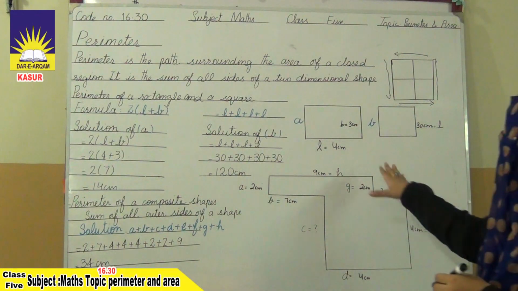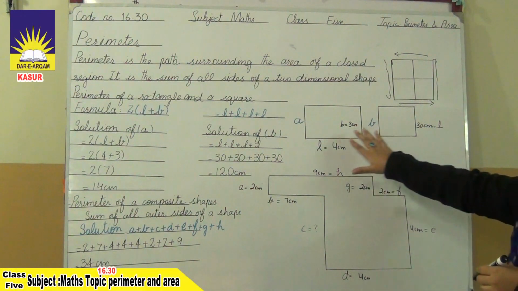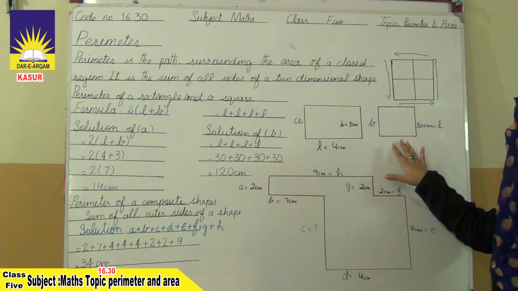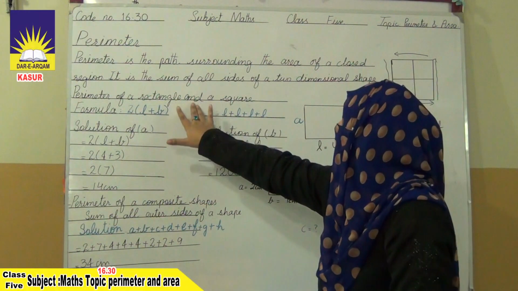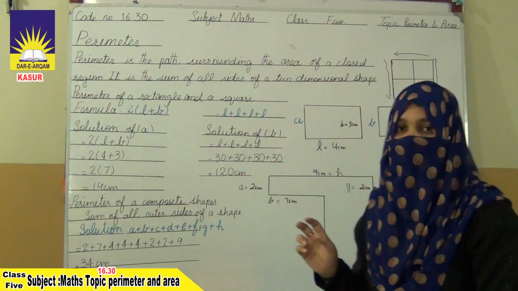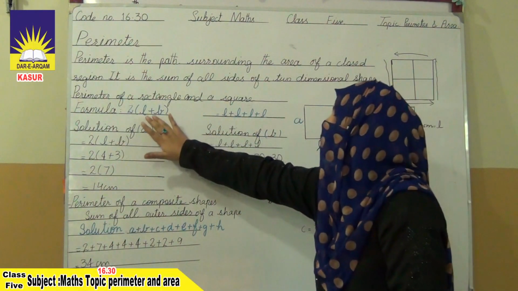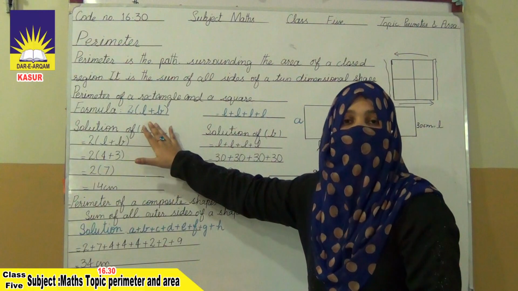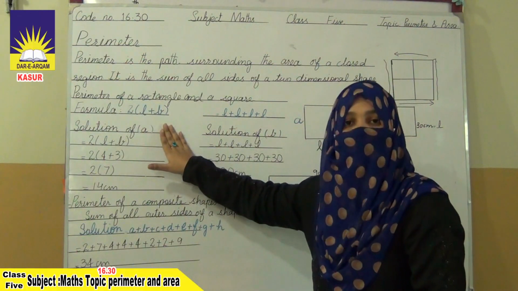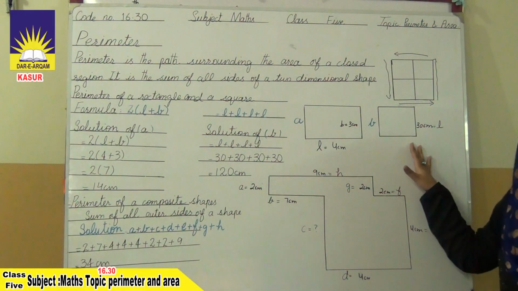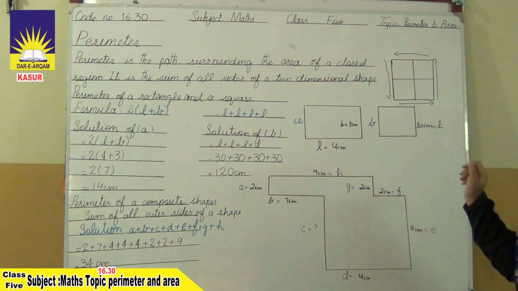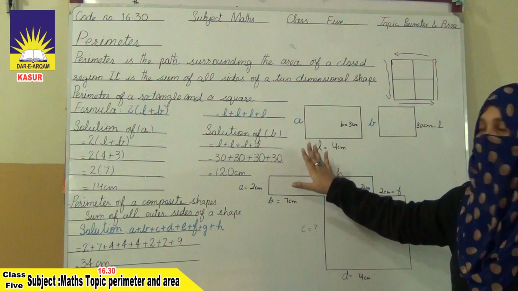Okay, now first we have two shapes. First one is rectangle and the second one is a square. How to calculate the perimeter of a rectangle and square? We have two formulas. The first one is 2 into (L plus B). Here L stands for length and B stands for breadth. Also here L stands for the side length of a square. Okay, first we consider the shape A and solve it.